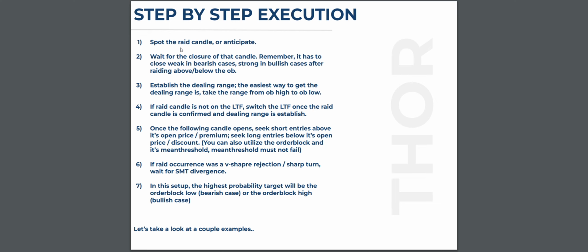So if the rate occurrence was a V-shaped rejection or a sharp return, wait for SMT divergence. This is optional, you don't have to, because the manipulation has already taken place, so you don't have to wait for another manipulation. But if you want to be safer, you can do that. So in this setup, the highest probability target will be the order block low in a bearish case, or the order block high in a bullish case. That is a great target for the first partials, and the rest could be runners or your break even.